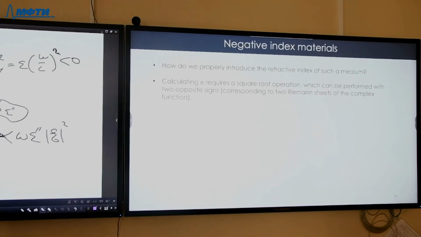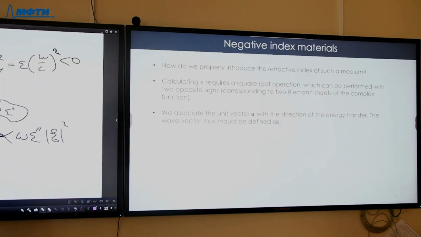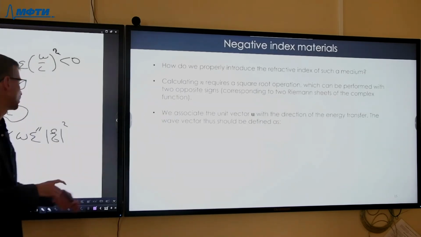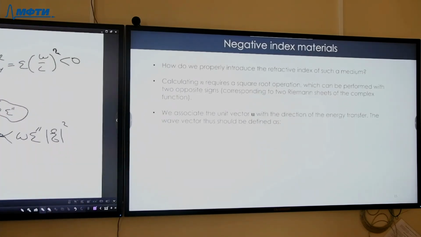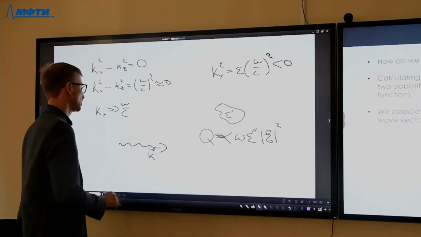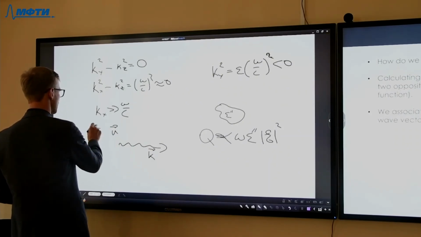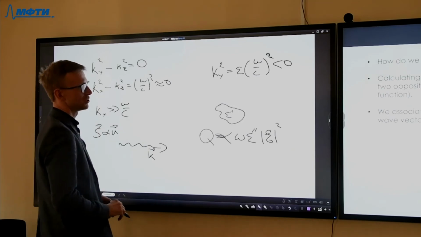Which Riemann sheets of the square root should we choose? It depends on how we want to define the energy propagation, how we want to relate the energy propagation to the refractive index. Usually people associate this unit vector u, which is associated with our k, and we want to choose a vector u which is associated with the energy propagation. So the Poynting vector should be proportional to u.